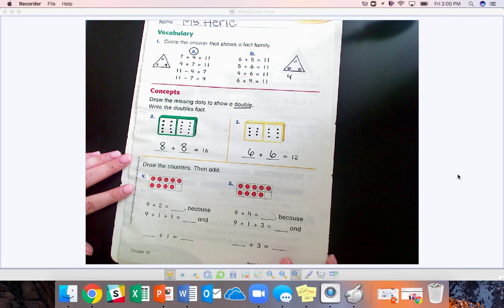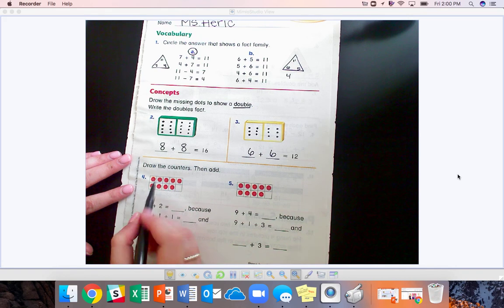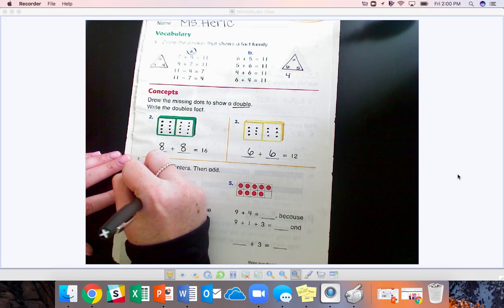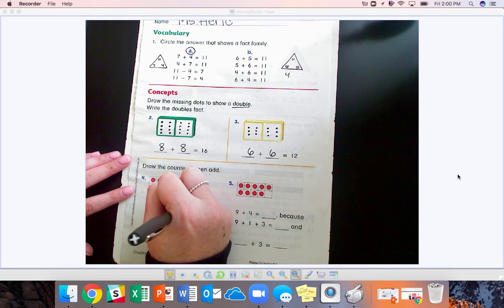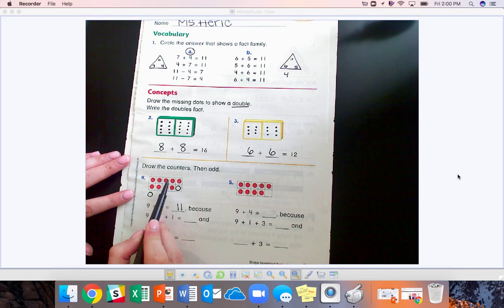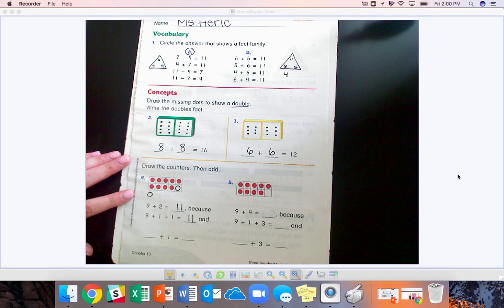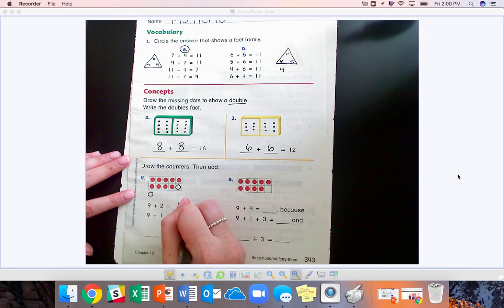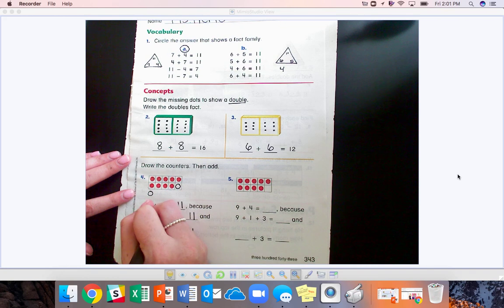Number 4. This is practicing making a 10 to add. 9 plus 2. We have 9, and we're going to draw 2 more. So we know 9 plus 2 is 11, because 9 plus 1 plus 1. So blank plus 1 is 11. We know 10 plus 1 is 11.